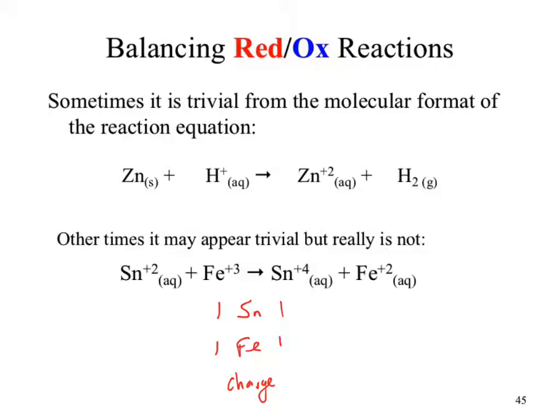Plus 5. We have tin, which is a +2. Iron is a +3. If I add those 2 charges together, I get +5. What is the charge on the right-hand side? +6. Is the charge balanced? No. So we need to balance it.